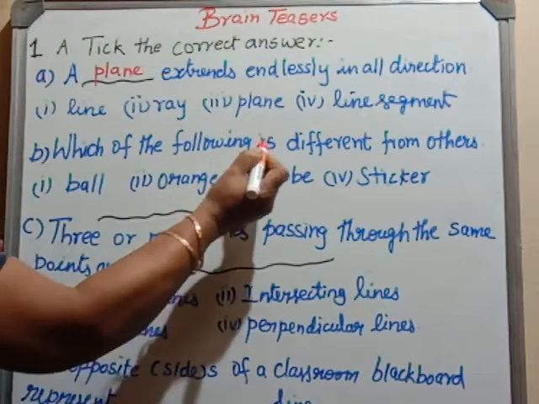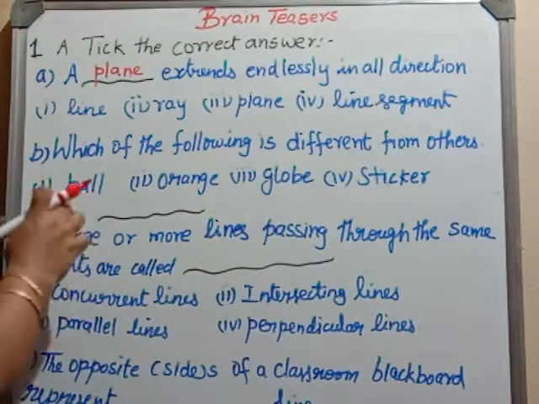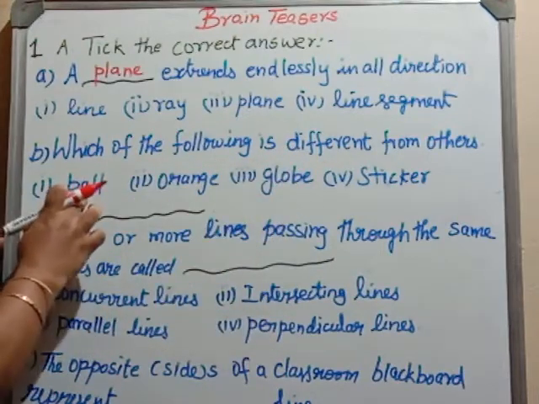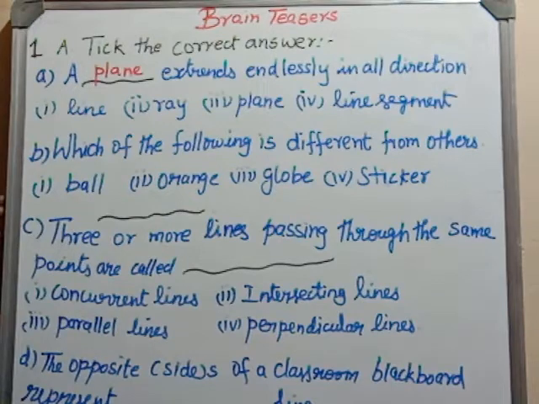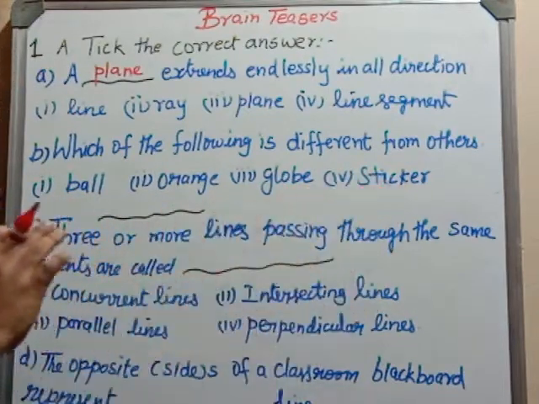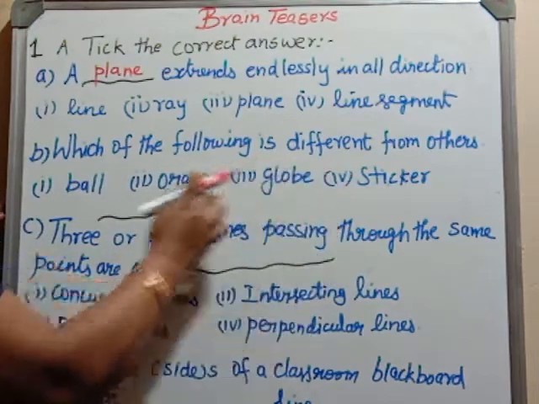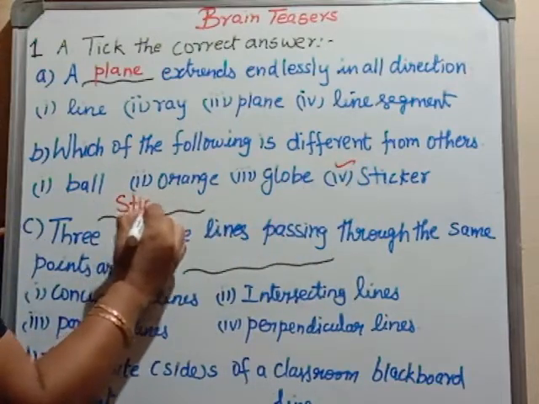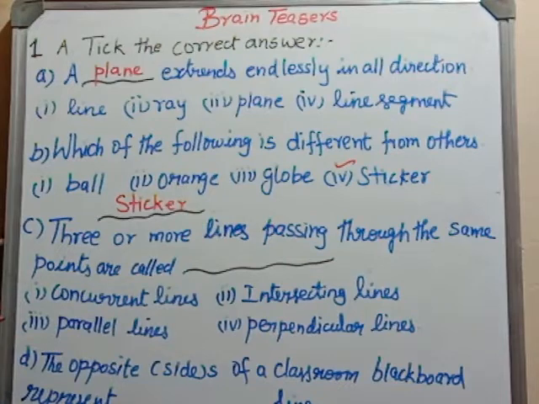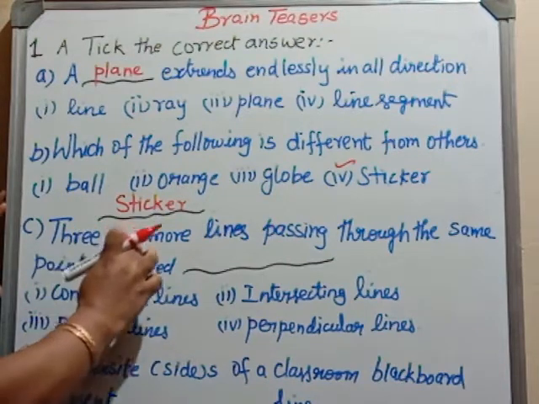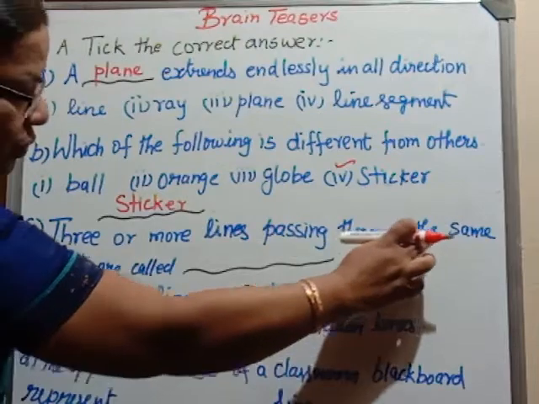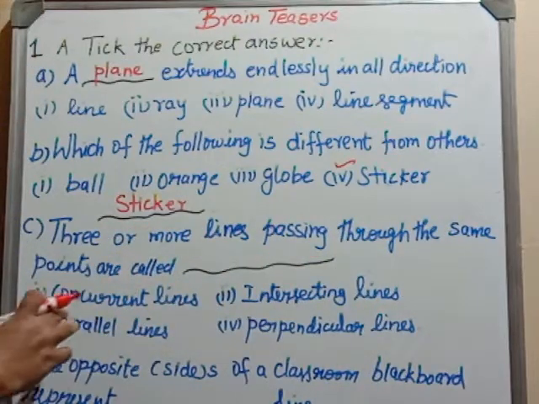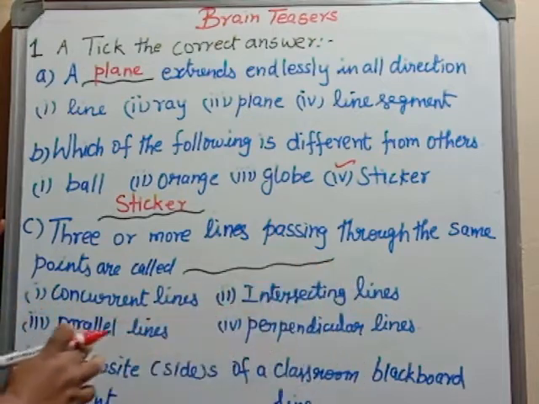Now, second one. Which of the following is different from others? They have given 4 options. Ball, it's a curved surface. Orange, curved surface. Globe, that also is a curved surface. Sticker is a flat surface. So which is different among these four? Sticker is different. So you tick it. Sticker.